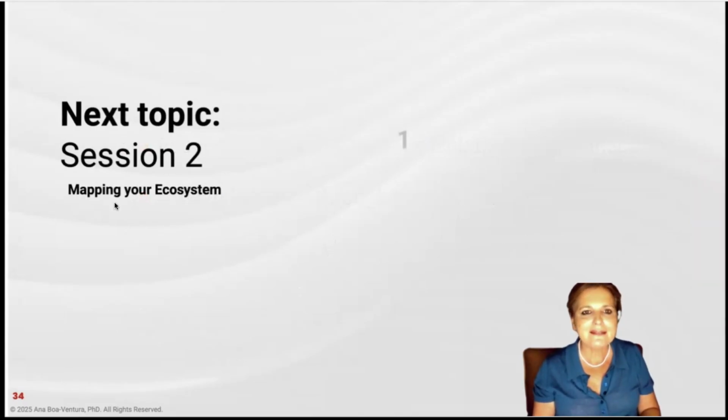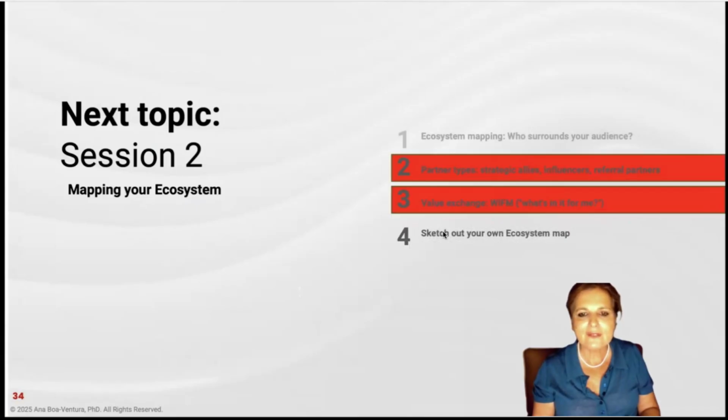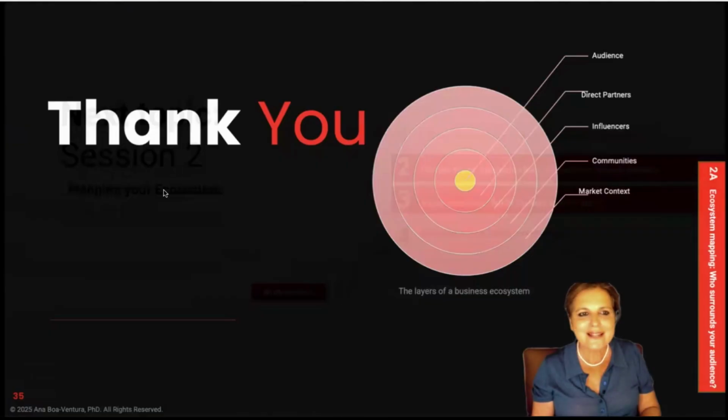Next, session 2 is all about mapping your ecosystem, right? But the next topic will be, we've covered this, so I grayed it out because we covered it today, who surrounds your audience. And then we have the partner types: strategic allies, influencers, referral partners, value exchange, the so-called WIFM, what's in it for me. And finally, we'll have the sketch out of your own ecosystem map, which you've already started, but it's part of your worksheet too.